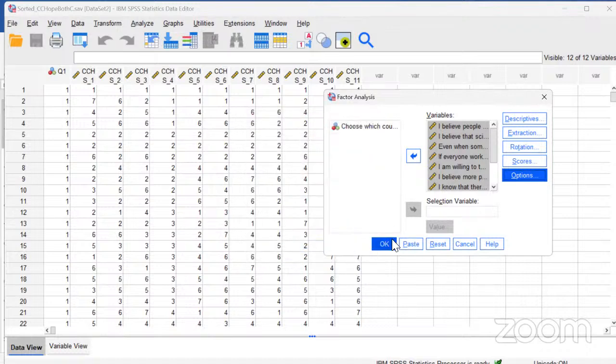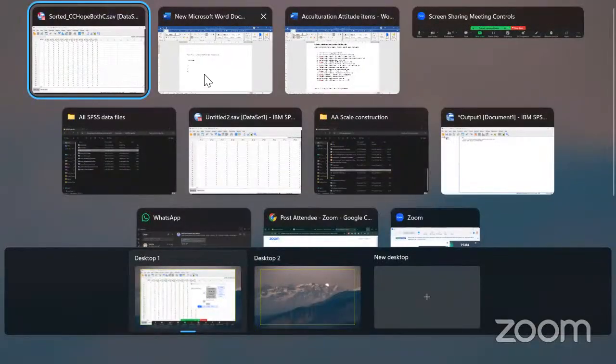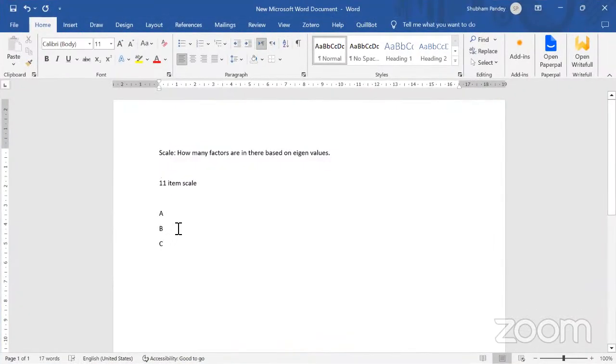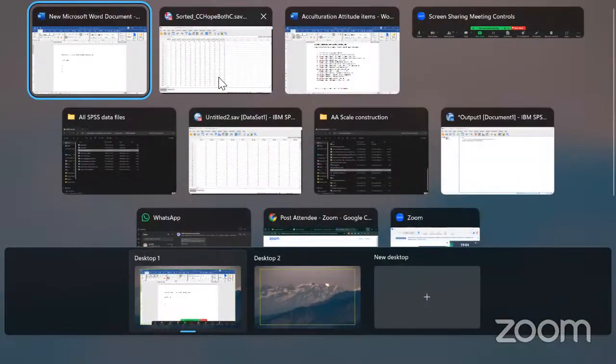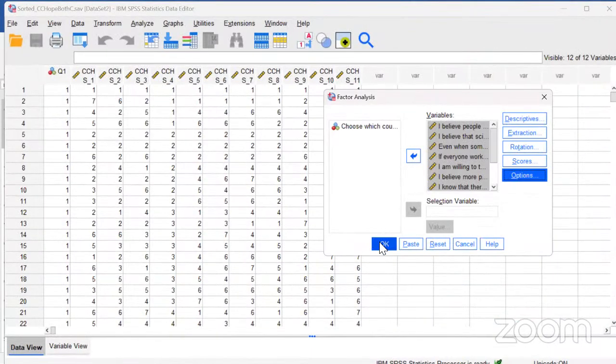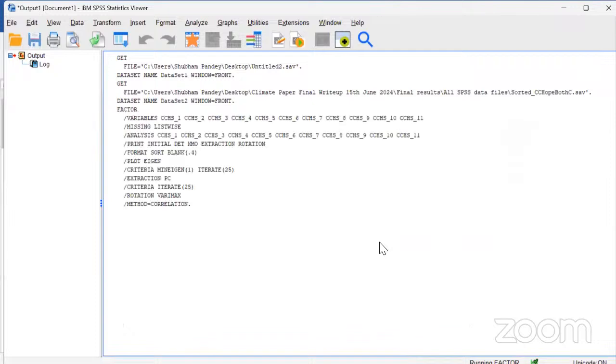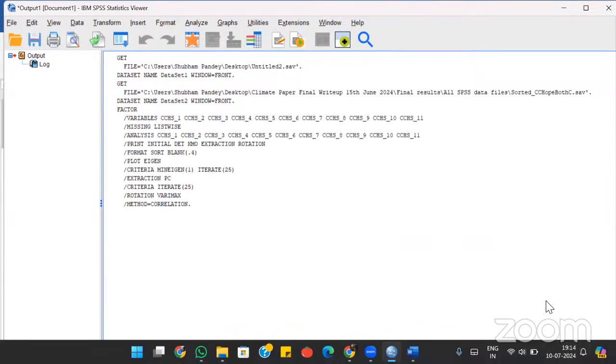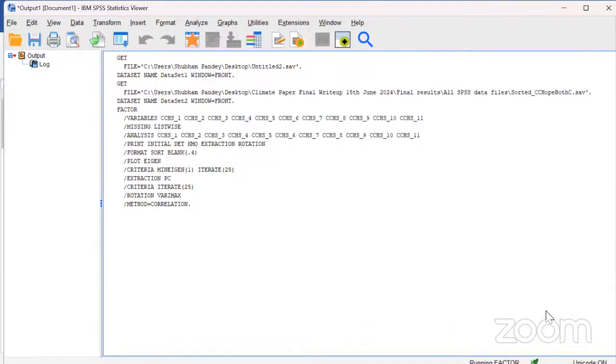I'm continuing with it, and let's see how many factors are emerging. As I've said, in my standard scale I know earlier that there are 3 factors A, B, and C, and this is the 11 item scale. I want to see whether that is appearing in my system or not. So I'm proceeding ahead. Running the matrix. It will appear. If anyone can see, it is showing down here, running the matrix.